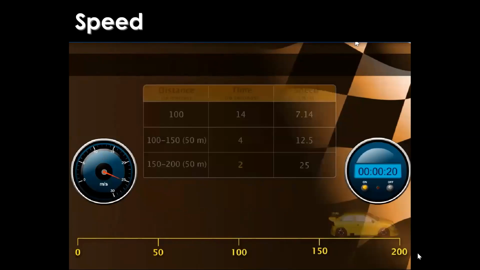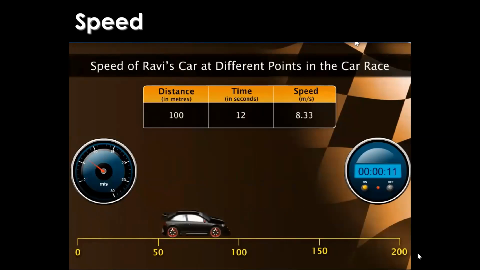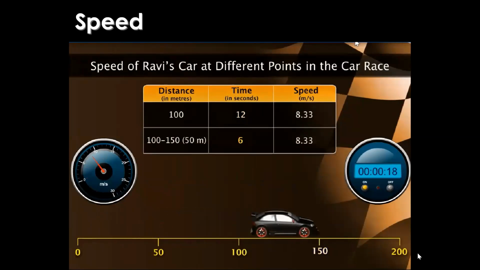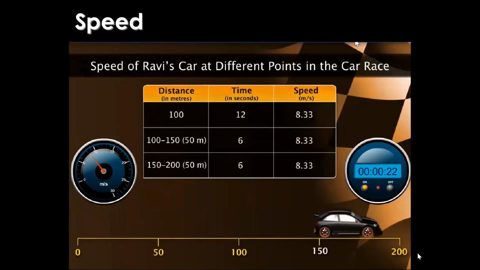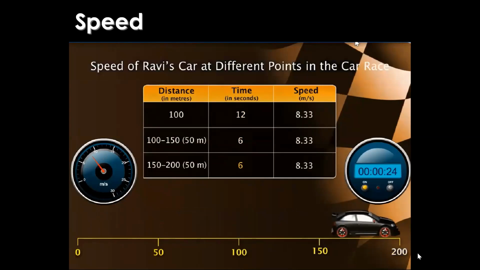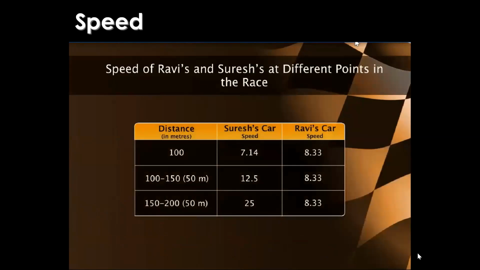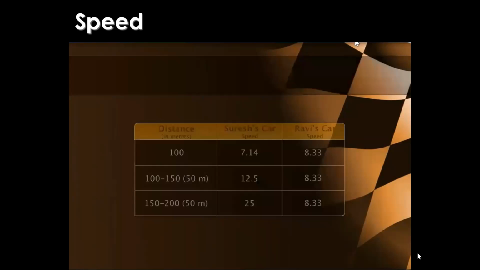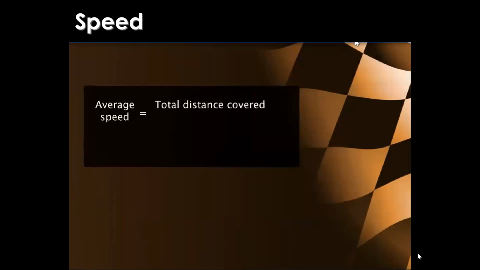So his speed was different, whereas Ravi has taken 12 seconds to cover 100 meter and 6 seconds to cover the next 50 and 6 seconds to cover another 50, which means he was moving with constant speed as you can see here, whereas Suresh was increasing his speed. So one was moving with the same speed 8.33, whereas Suresh was increasing his speed. That is the reason why he was able to come first.